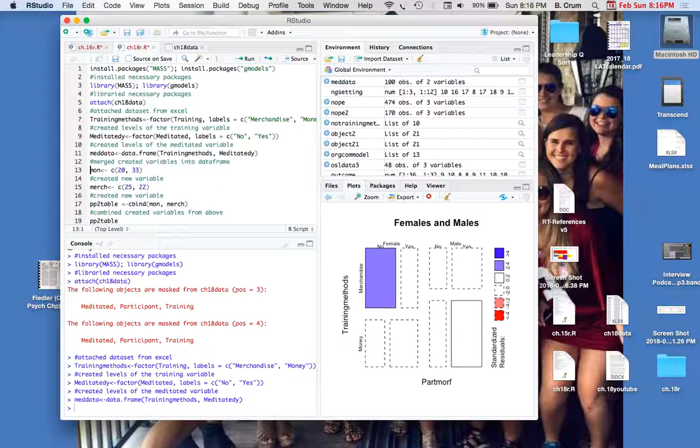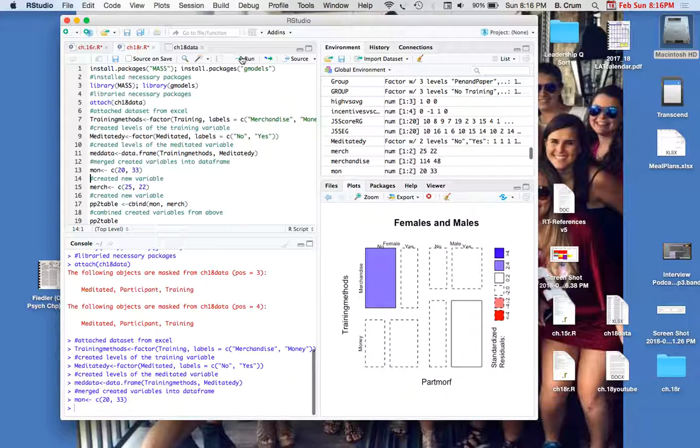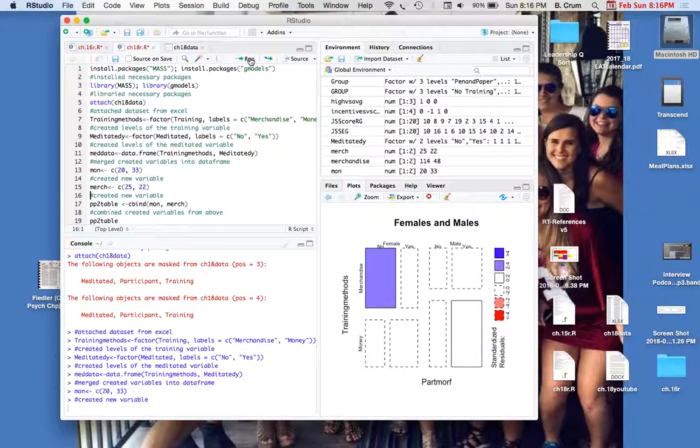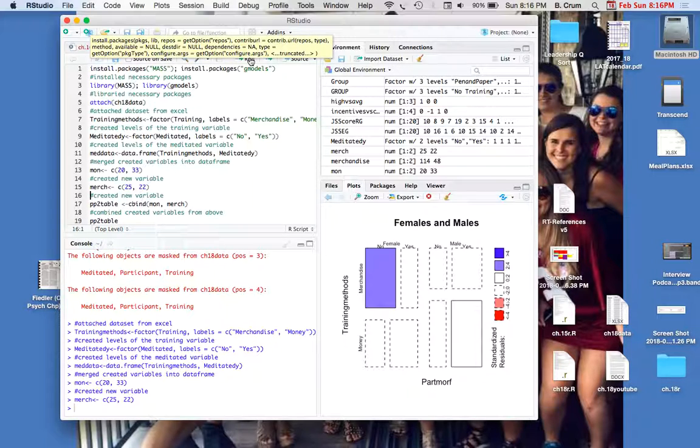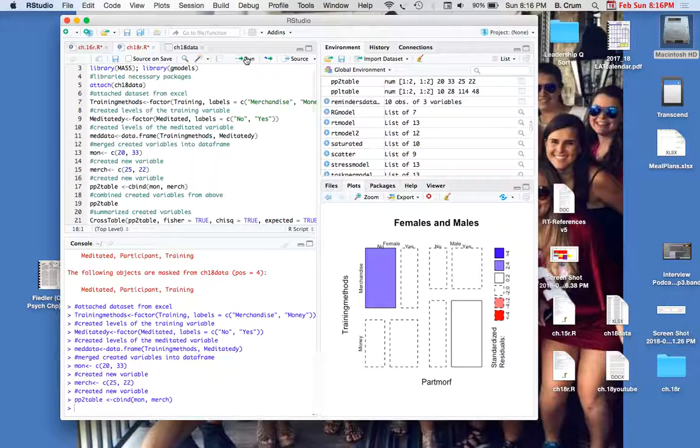Next, I entered my contingency table directly. There were 53 people given money, and 33 of them were able to meditate. This is for the money, and this one's for the merchandise. There were 47 people given merchandise, and 22 of them were able to meditate. So I created the 2 variables. The first contained the values for those given money, and then the next one that I just created was for those given merchandise. And now I'm going to combine them using the cbind into pp2 table.